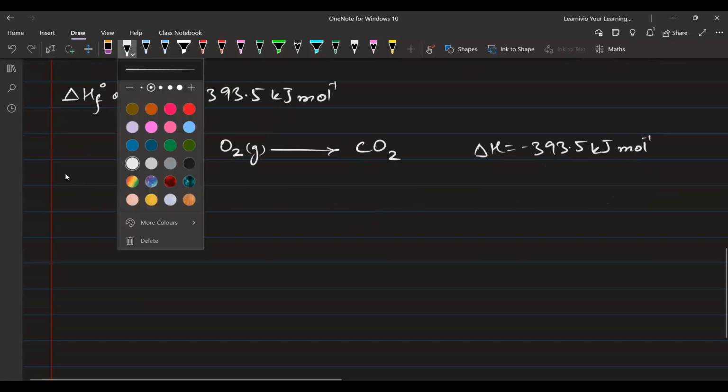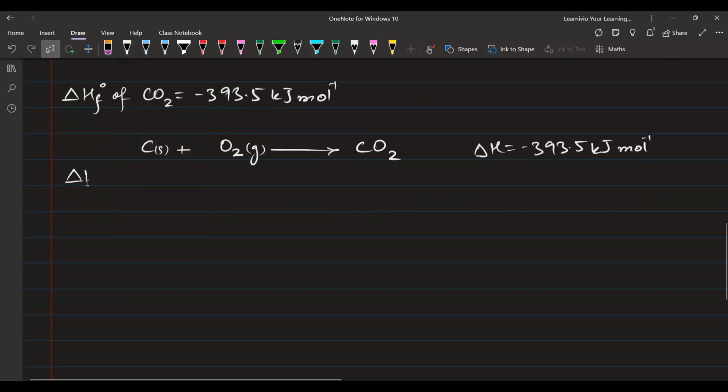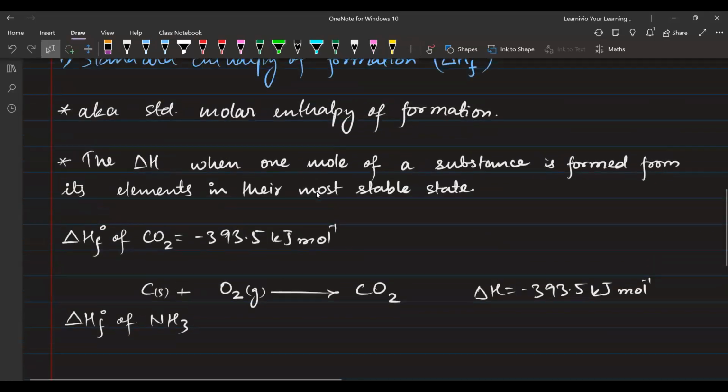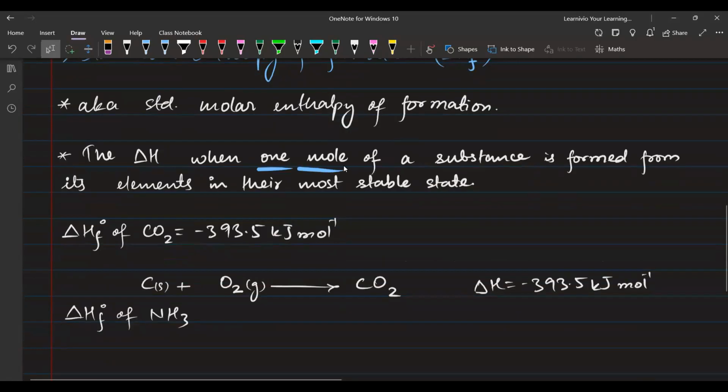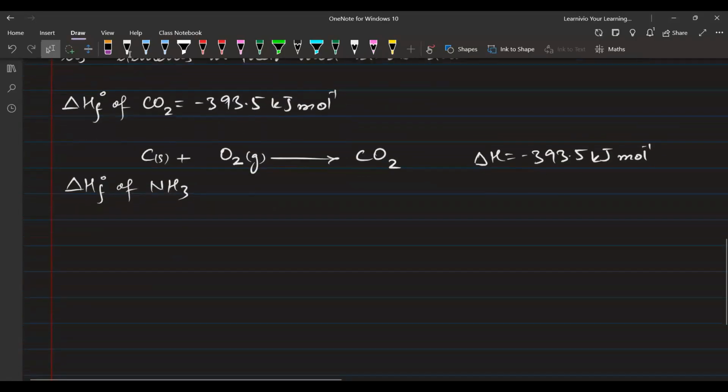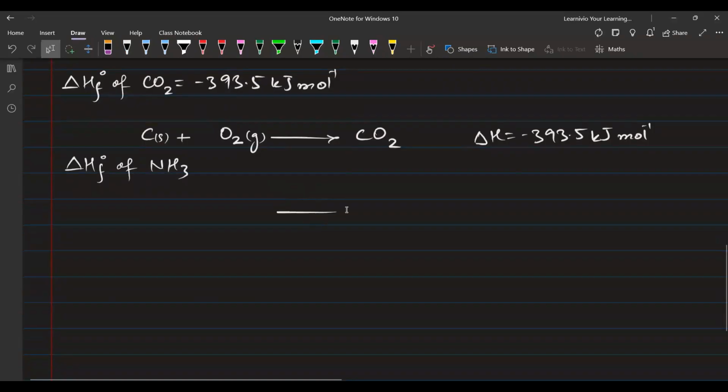Tell me, if there is something like this given, delta H f naught of ammonia, what will be the reaction? First of all, when 1 mole of a substance is formed, how many moles? 1 mole. So one thing is restricted. Listen carefully: 1 mole of ammonia will be formed. You just have to make one mole.